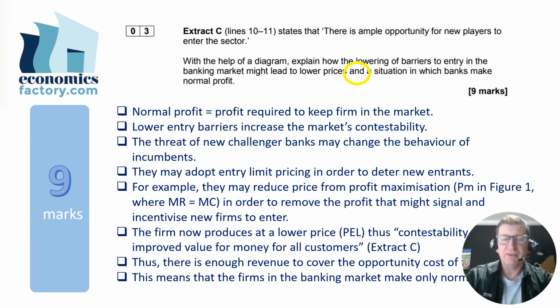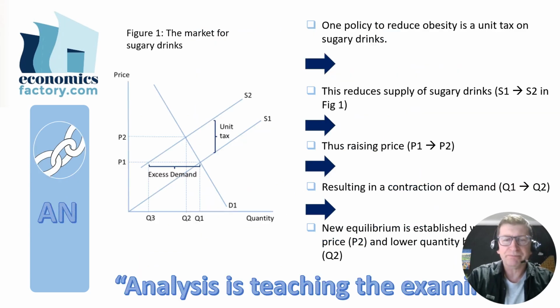So we've got there. We've discussed lower prices and we've discussed normal profits for banks just as a result of the lowering of entry barriers. And we've got a lovely 8-link chain of analysis here, and that counts as really good analysis in the examiner's eyes. So let's talk a little bit more about the skill of analysis.